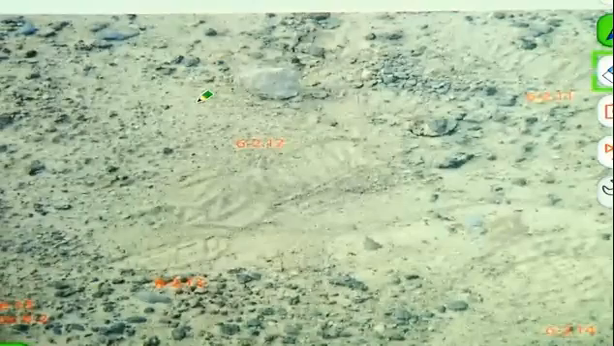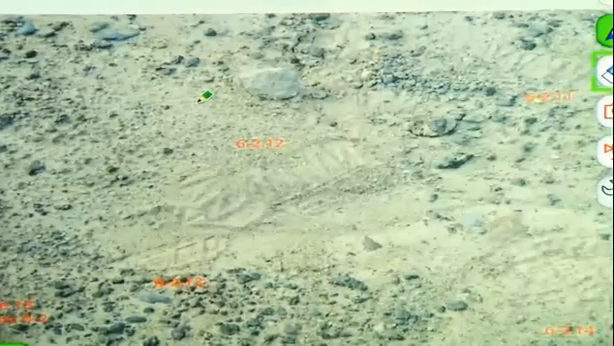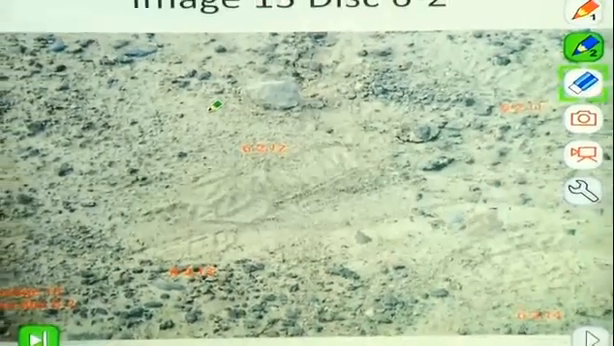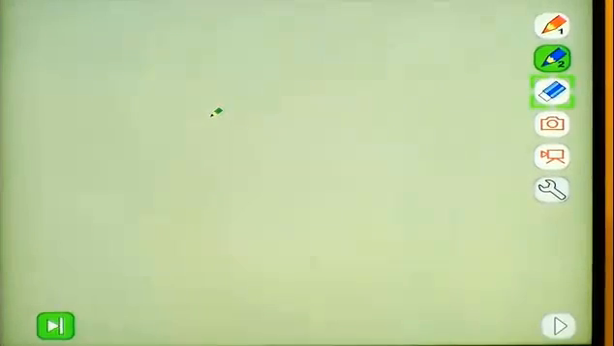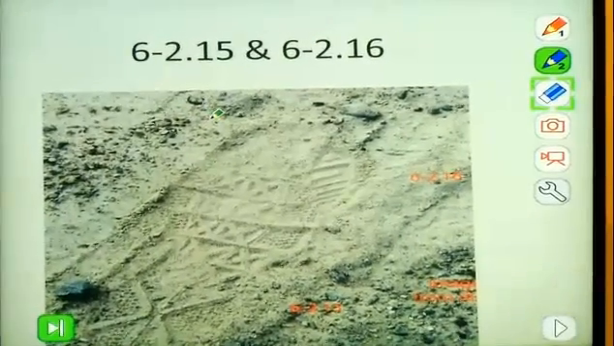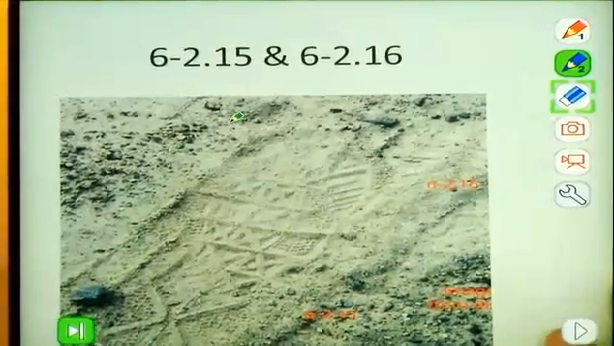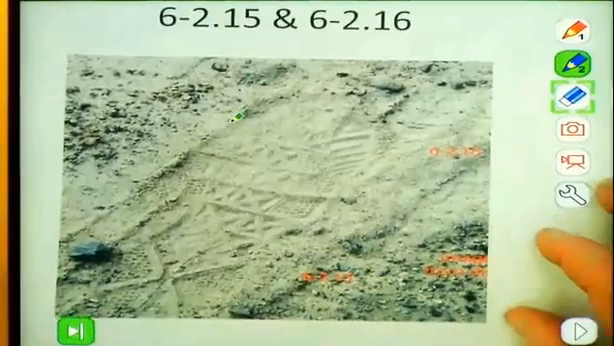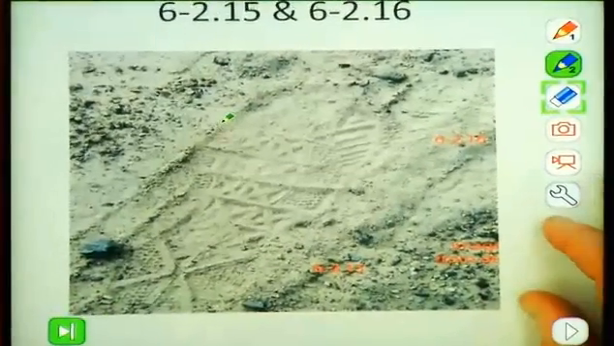We talked about all those 6-2.11 through 6-2.14. Yes, we covered that issue. Let me show you this next one that encompasses 6-2.15, 6-2.16. Can you see that? Yes. Can you tell us about this photograph?